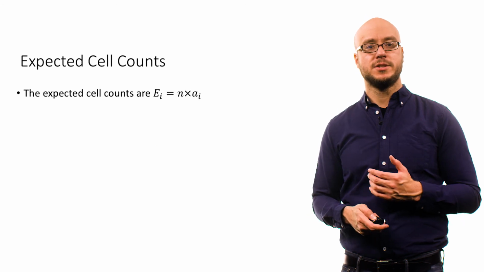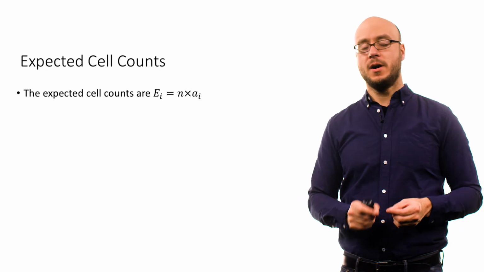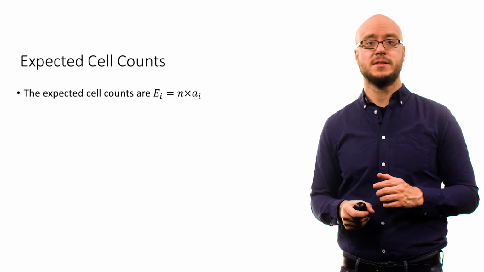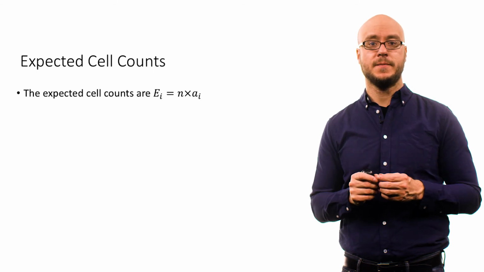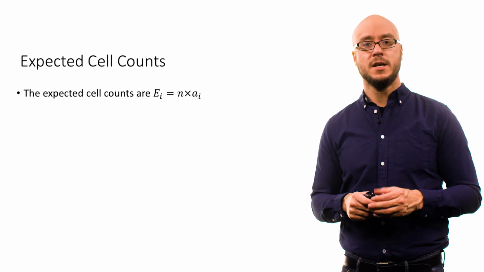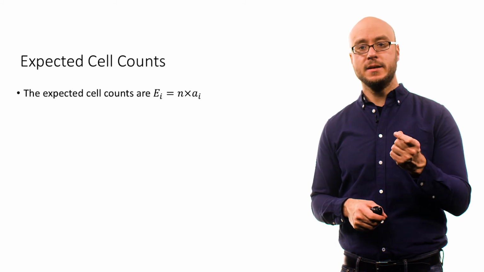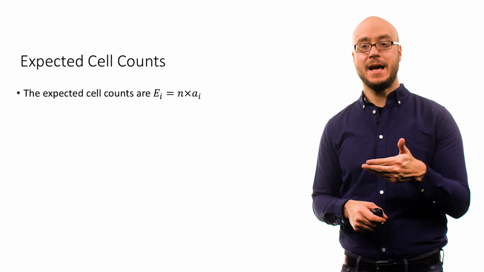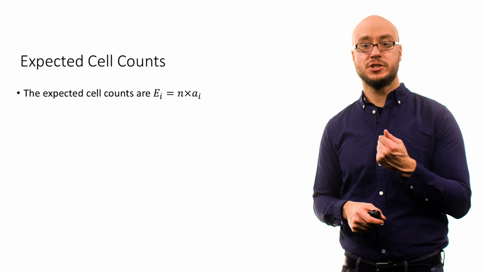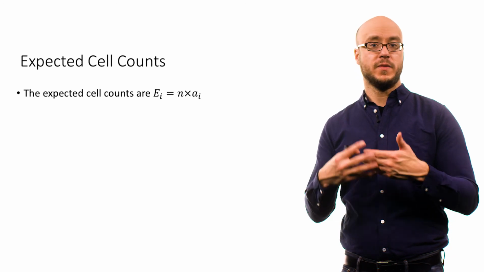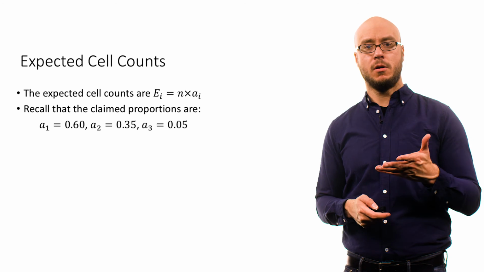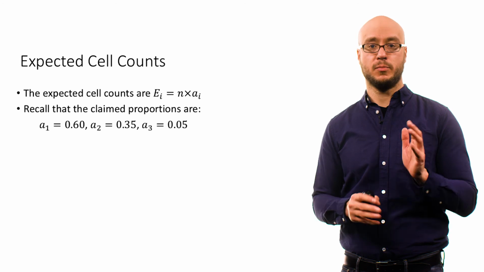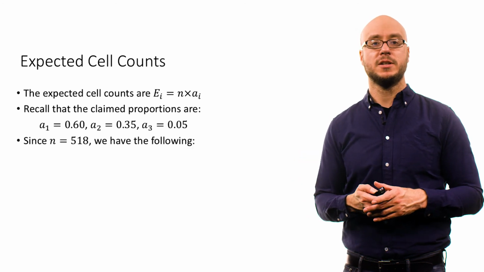So let's continue on with the religious study example. The key part of the chi-square one-way goodness of fit test revolves around the expected cell counts. So we must calculate the expected cell counts. The expected cell counts are simply E subscript i equals n, which is the total sample size from our data, times a subscript i, where a just refers to the claimed proportion in the population. So recall that this scholar is saying these proportions are 0.60, 0.35, and 0.05 respectively for Protestant, Catholic, and young people without a religious affiliation.